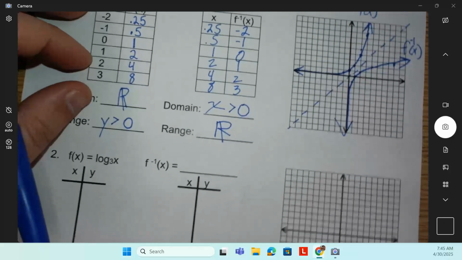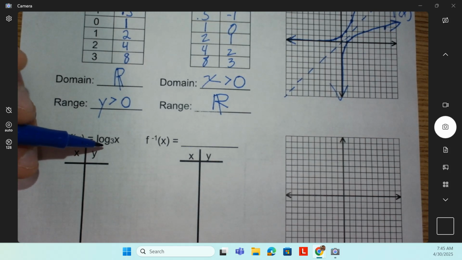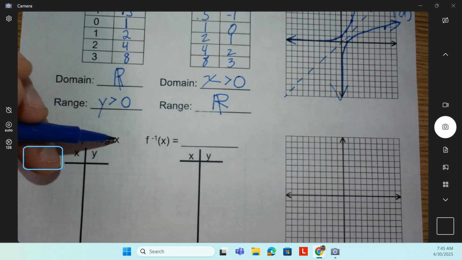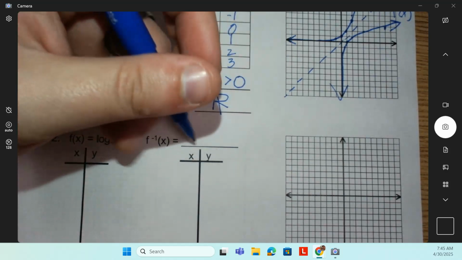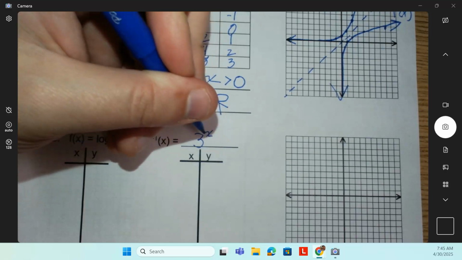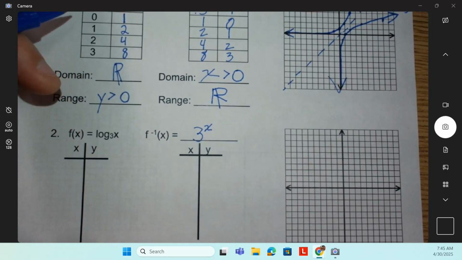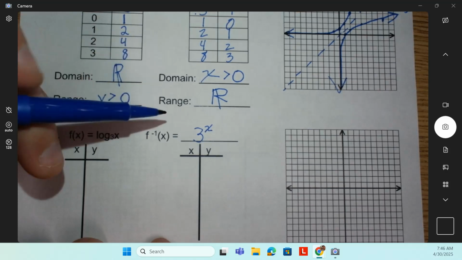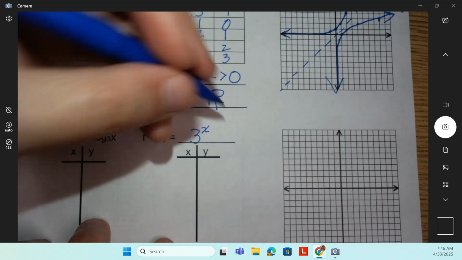And looking at number 2, what happens here is you've got log 3 of x, and talking about inverses, we're just going to now magnify the 3 really, and it's going to turn into 3 to the power of x. And so anytime I've got this, we are going to graph the exponential first and then leave the log function.